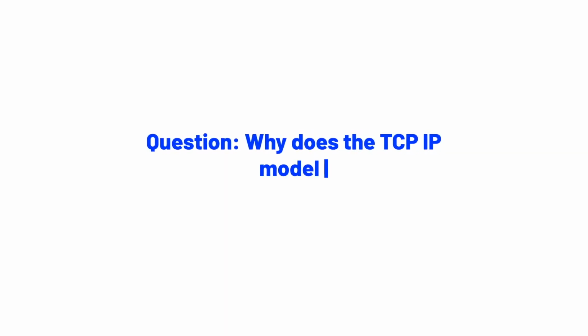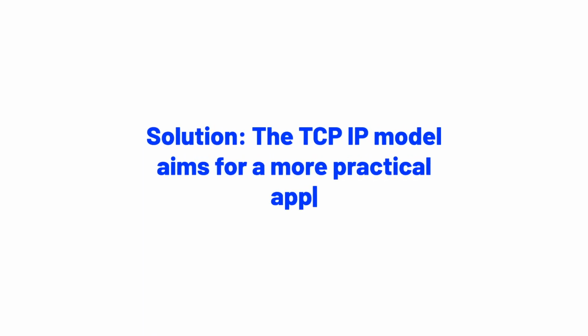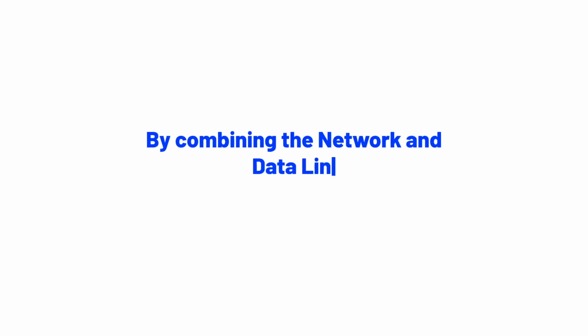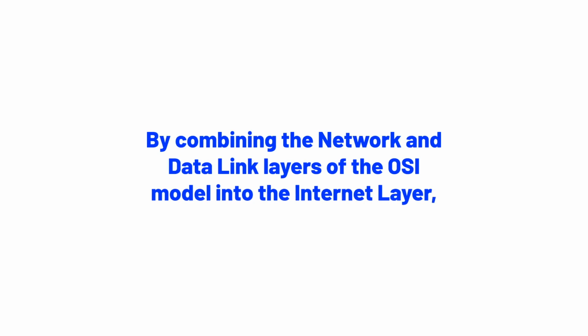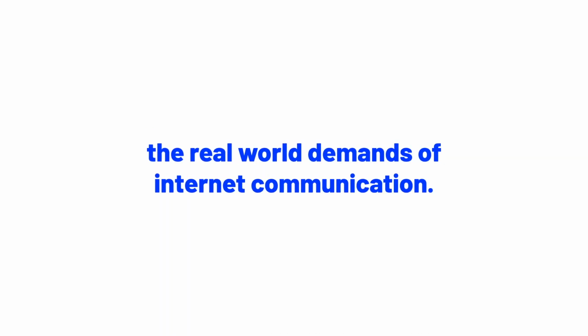Question: why does the TCP/IP model combine some layers of the OSI model? Solution: the TCP/IP model aims for a more practical approach. By combining the network and data link layers of the OSI model into the Internet layer, it simplifies the overall structure. This focus on practicality makes TCP/IP well suited for the real-world demands of Internet communication.